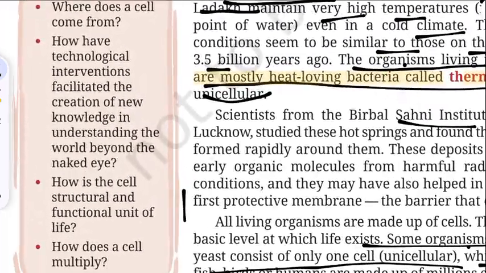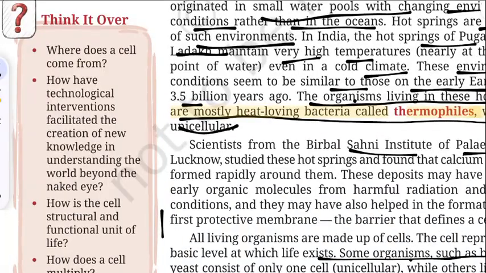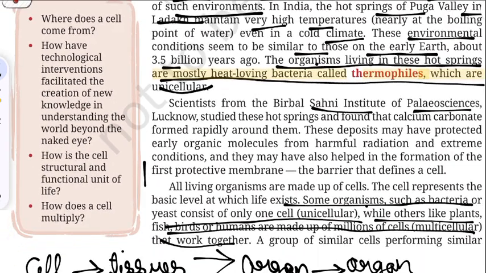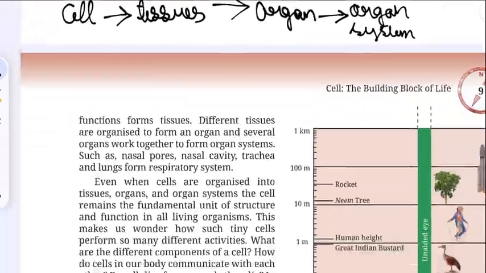Now, where does a cell come from? You have to think it over. You have to think from where does a cell come from? How have technological interventions facilitated the creation? These are the questions on which you should think. Okay. So, whenever you are trying to do this question, the first word that should come is why. Why? Okay, whenever you're studying the cell, you need to understand from where the cell comes, how the cell multiplies, how the cell is the structure and function unit of life. So we learned about all these in this video. Fine, let's move on to our next topic.